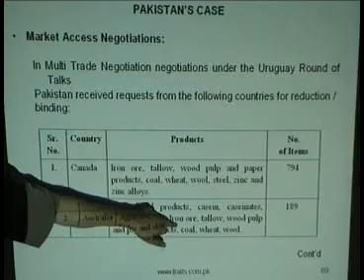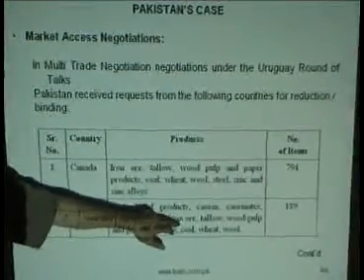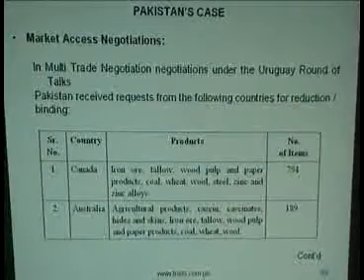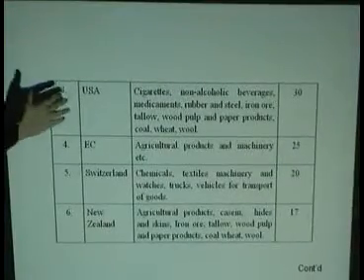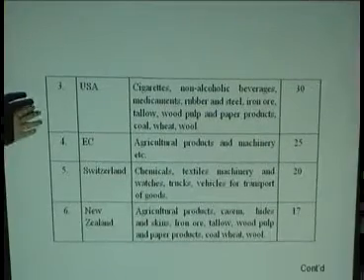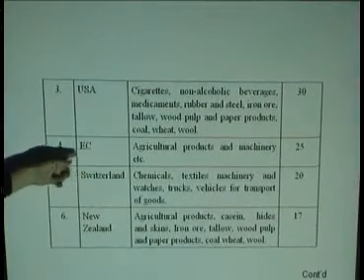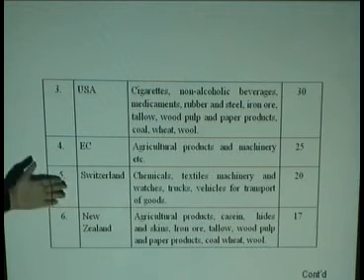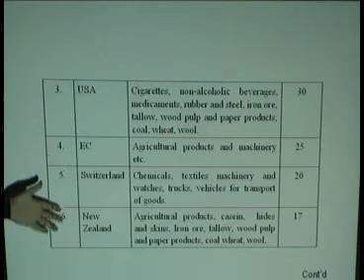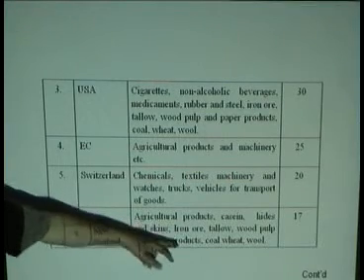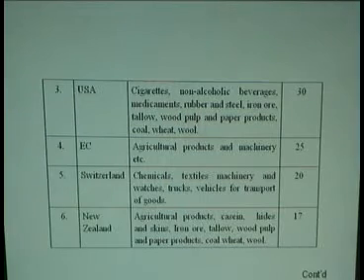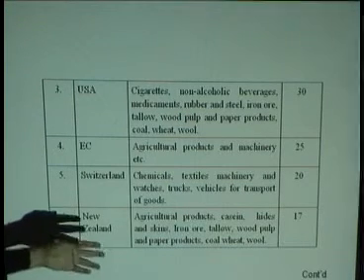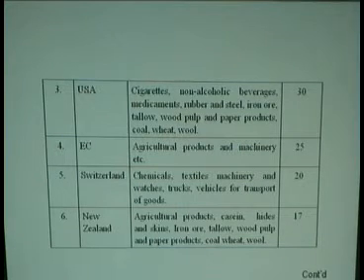So I'll try to refer back, for the benefit of some of you who have forgotten, to what the concept of initial negotiating right was and what the concept of principal supplying interest was. Now next please. Now USA requested on cigarettes, non-alcoholic beverages, medicaments, rubber and steel, iron ore, again iron ore is there, and the European Community or the European Union requested on agriculture products and machinery, etc. Switzerland again on chemicals, textile, machinery. New Zealand again on iron ore, you'll find iron ore here again, and wheat, wool would be common in case of tallow, from which soap is made, and this fat is also common here.